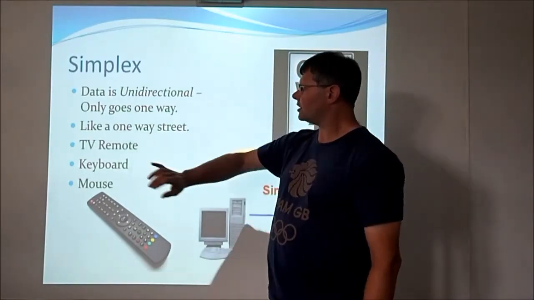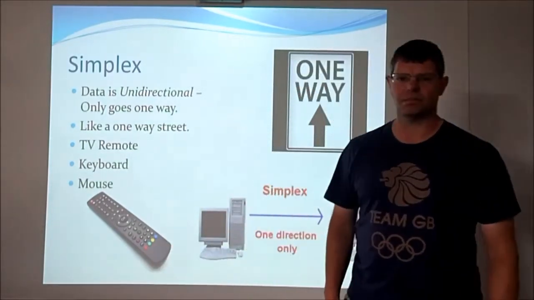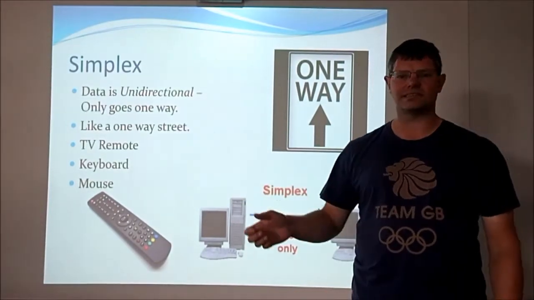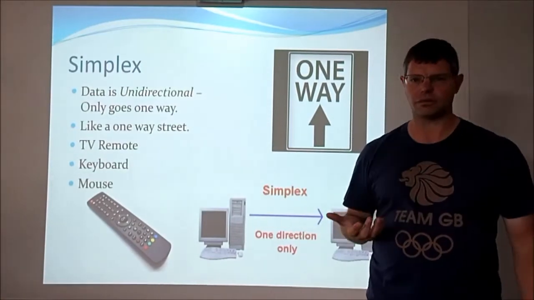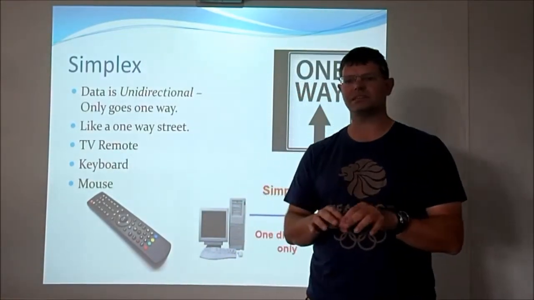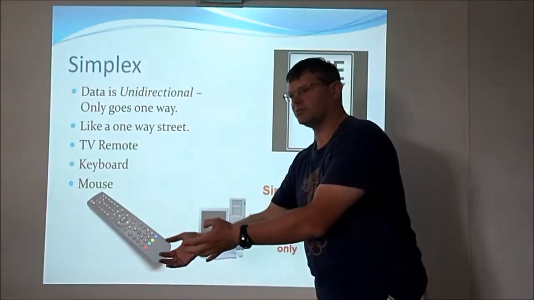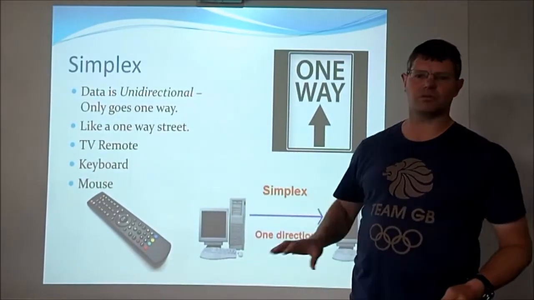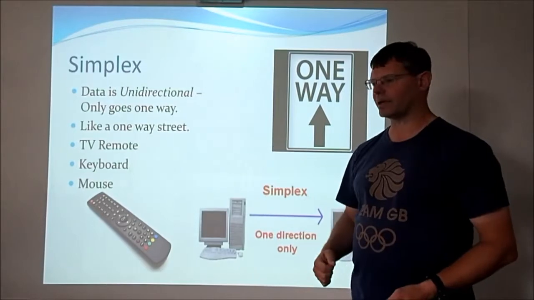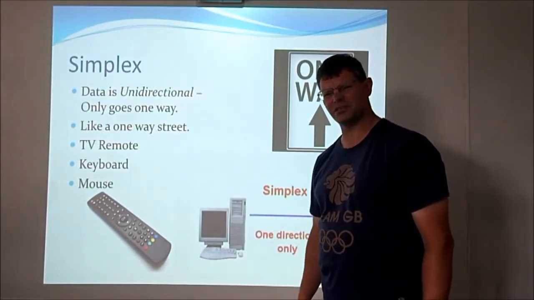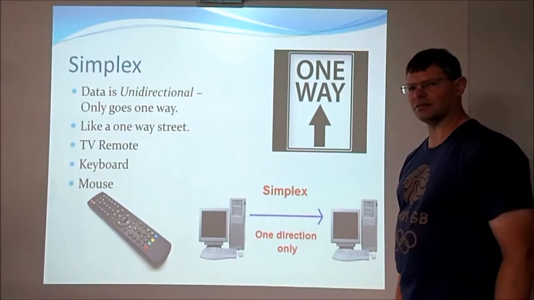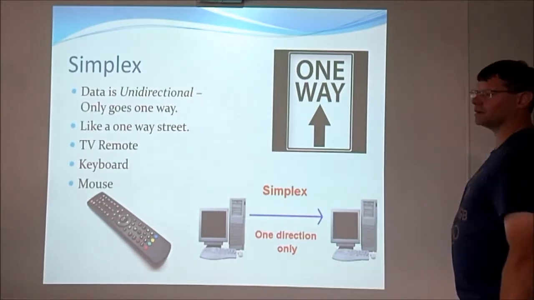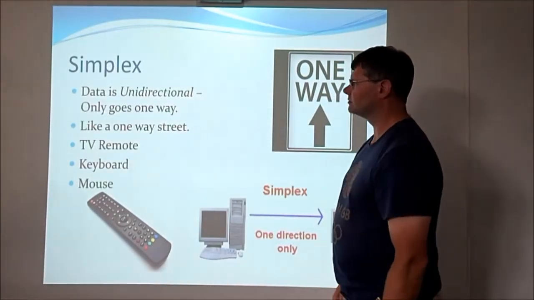So things that use that are things like a TV remote, because if you think about it, you can use a TV remote to change channels, and it tells your TV to change the channels, but your TV can't then tell the remote to do anything. Same with a keyboard. You can type information into a computer with a keyboard. Computer can't send the information back to the keyboard. And also the same with a mouse. So you can move things around on it, but it doesn't do anything back to the mouse. Unless, I suppose, if you have a force feedback mouse, if you can get those for gaming, but that would be the only kind of thing. So, simplex, as you can see, one direction only, one way. So we'll move on to the next one now.